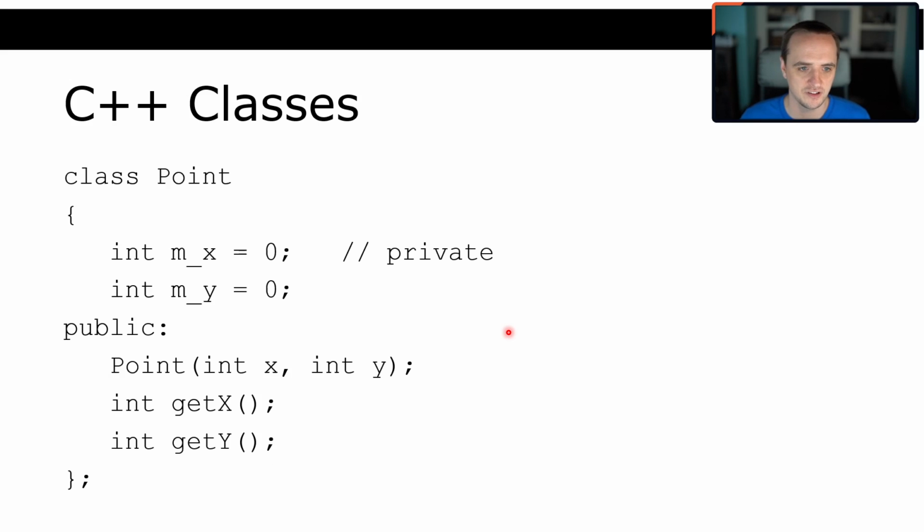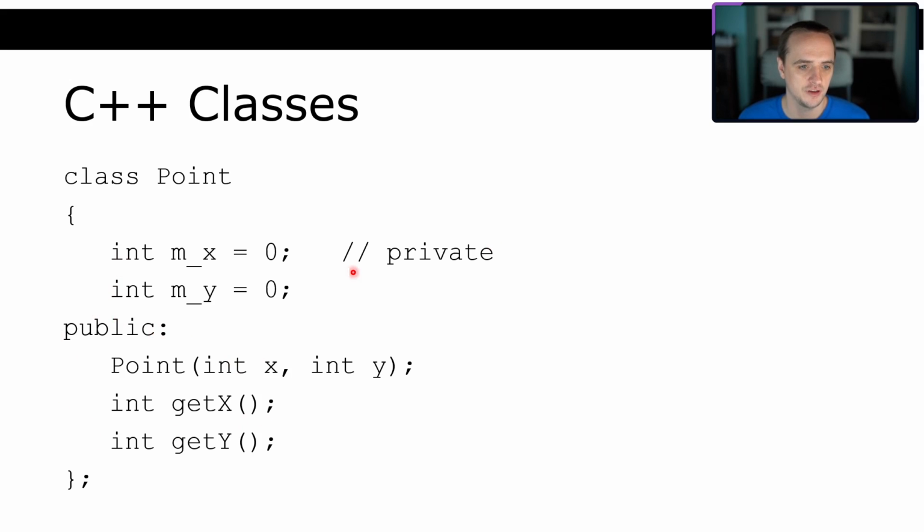C++ classes are really easy. Let's say I wanted to make a class Point. Well, this is the syntax for that. It's very similar to Java's class structure. So we can have private variables and public variables.